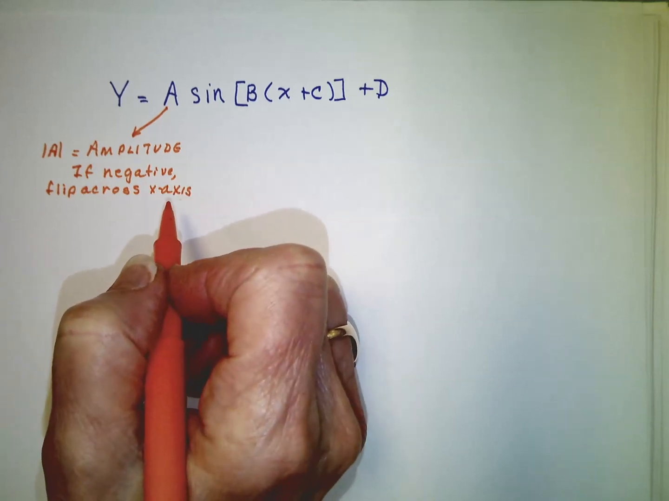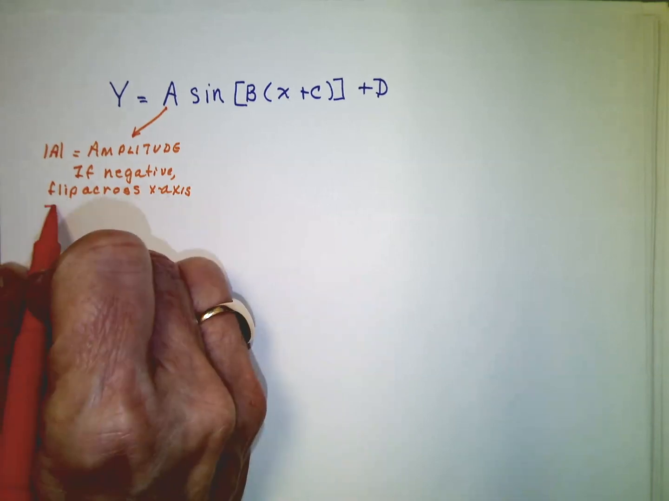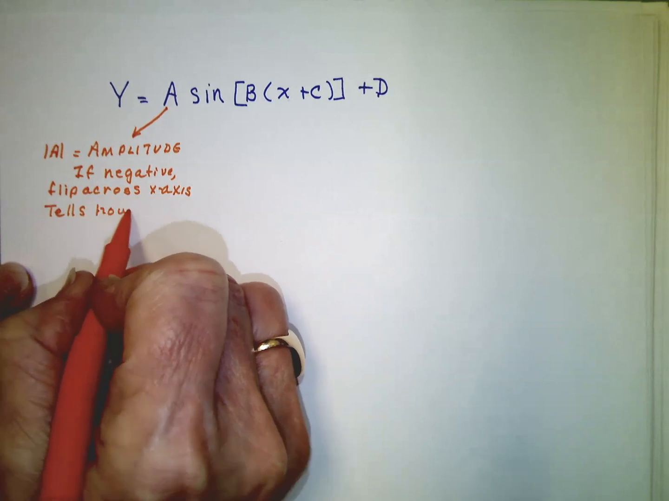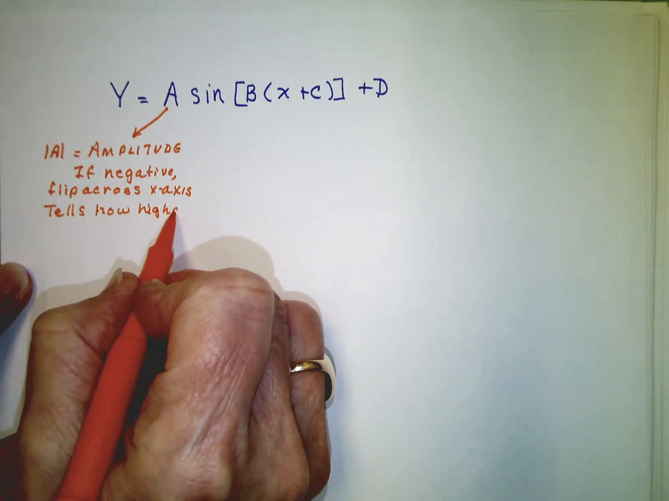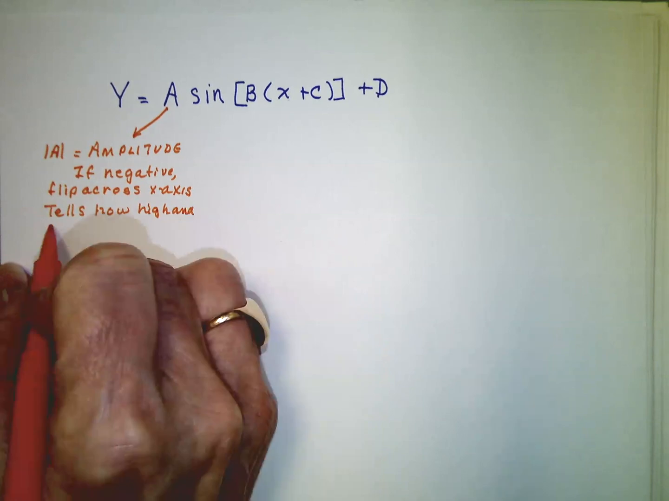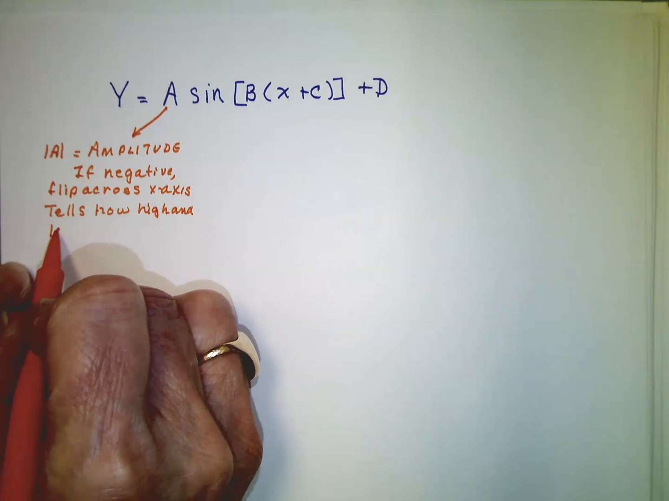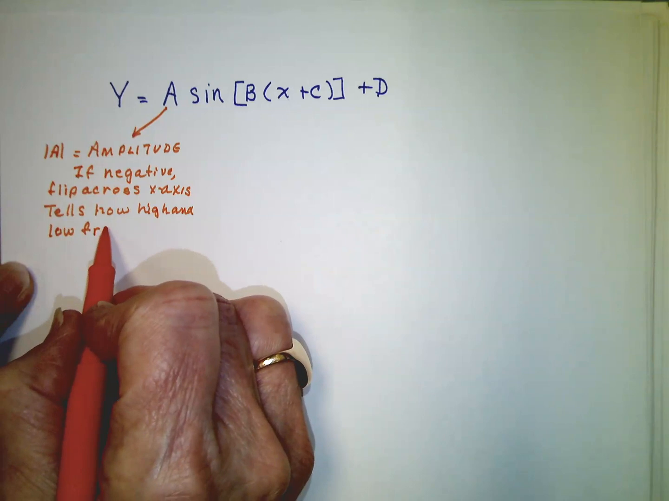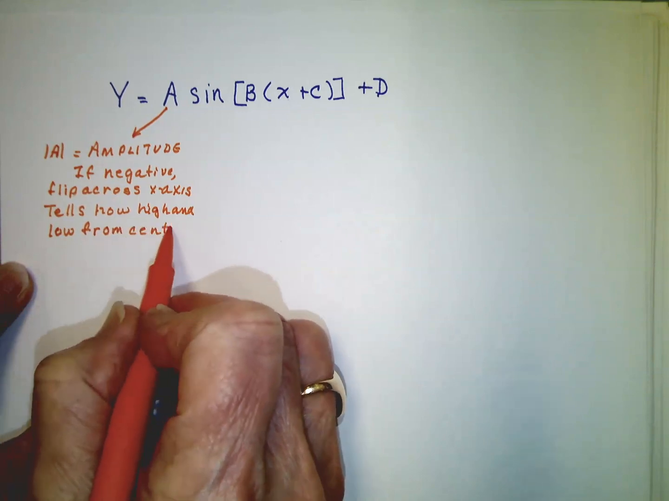And it's going to tell us how high and how low above center. So if we had a 3 here, it would tell us wherever the center of the wave is, that the graph is going to go 3 spaces above that center and 3 spaces below that center.